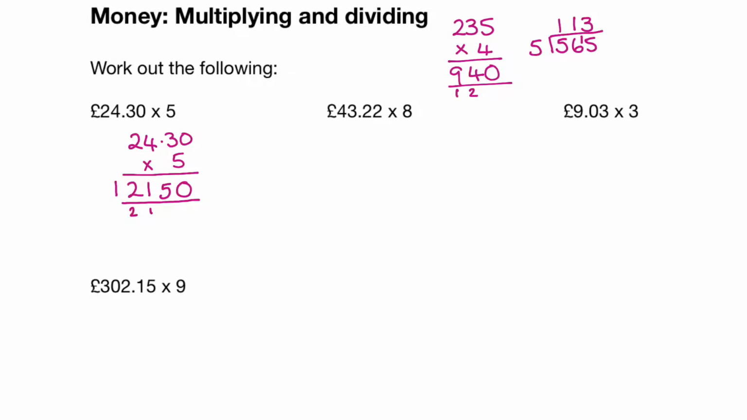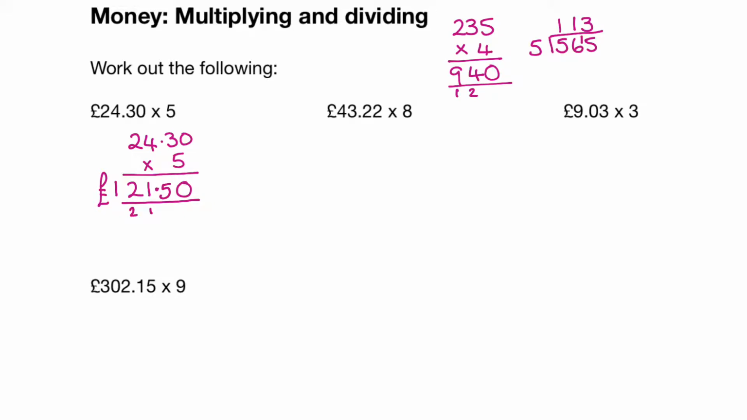Okay, so that's not the answer because there was a decimal point here in the question, wasn't there? And there isn't one in the answer. So the easiest way to find out where the decimal point goes in the answer is to look at the question, look at the numbers that are in the question. How many numbers are there after the decimal point in each of our numbers? So in £24.30, we've got 2 numbers after the decimal point. Here, we don't have numbers after the decimal point because the decimal point would be after the 5. So altogether in the question, there are 2 numbers after the decimal point. So in the answer, there should be 2 numbers after the decimal point. Because it's money, we also need a pound sign.